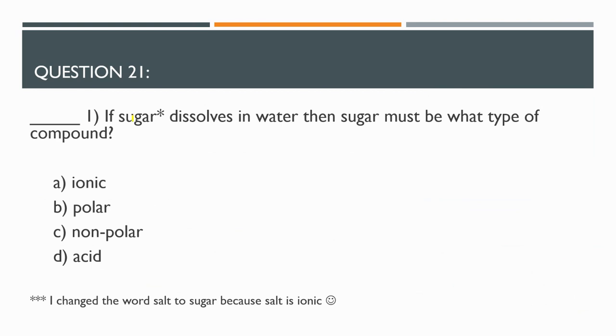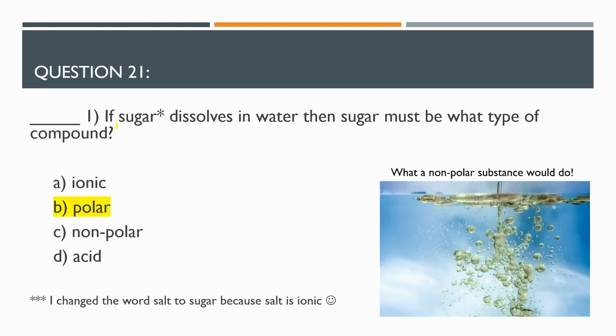All right, now I did change this question up a little bit. In the packet it says salt, and salt is actually an ionic compound, and so I didn't want it to be confusing. You don't have to know that, but just in case you did know that, I changed it to sugar. And so if sugar dissolves in water, then it must be what type of compound? So water is polar, and like dissolves like, so therefore sugar must be polar.